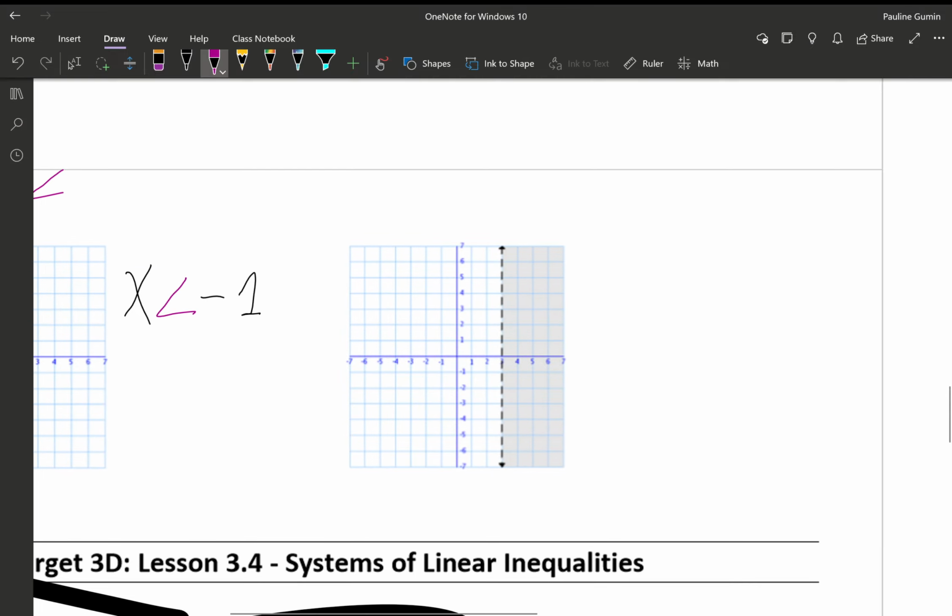Let's do one more. It's a vertical line, so that means it's an x. It's going through 3. Since it's dotted, it's going to be one of these two symbols. It's shaded to the right. x is greater than 3.